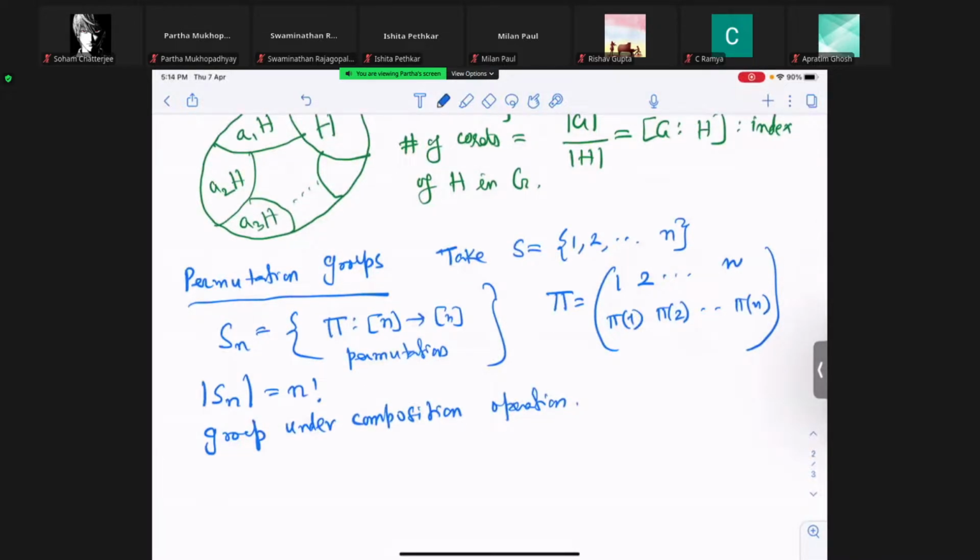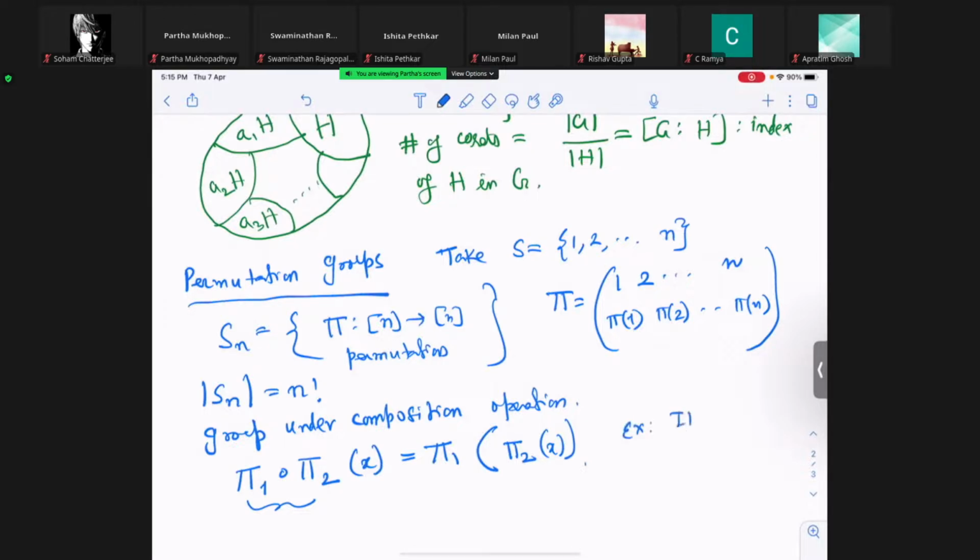So what do I mean by that? If you take two permutations, pi1 and pi2, you can compose. You can define a new permutation, right? Pi1 composed with pi2. What is the meaning of pi1 composed with pi2? The meaning is simple. Pi1 acts on pi2 of x. So pi2 will send x somewhere, and pi1 will act on that. So under this composition operation, it's an easy exercise that it forms a group. This group is called the symmetric group.